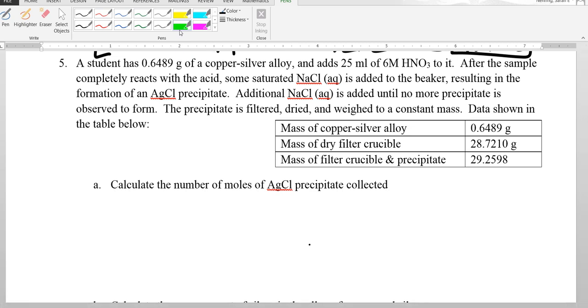Welcome. In this video, we're going to go over problems 5 and 6 from the stoichiometry AP release here. And this first one's a gravimetric analysis one with a percent by mass, which is a really good problem to review. This is a really good one.